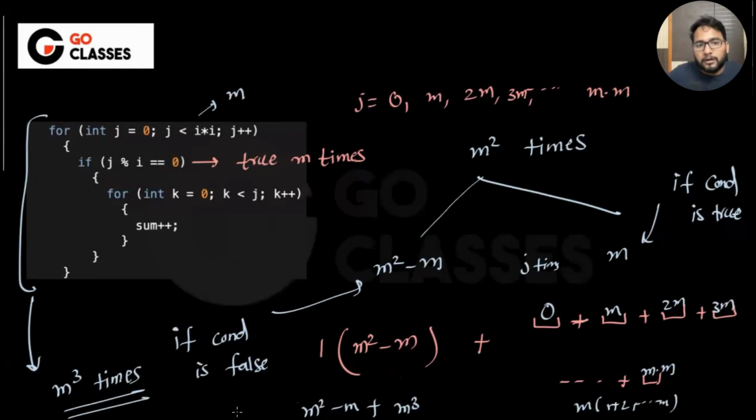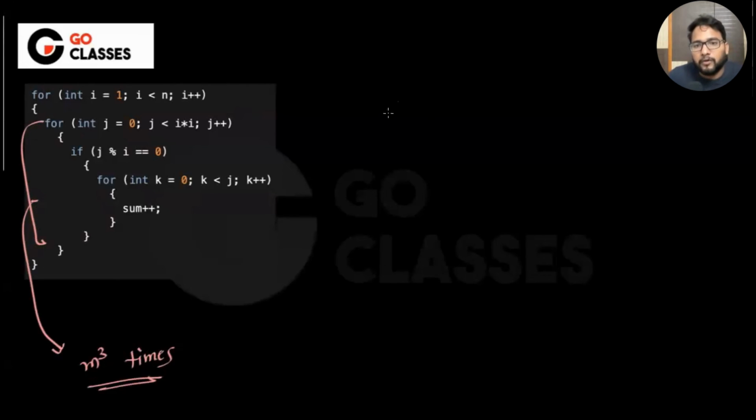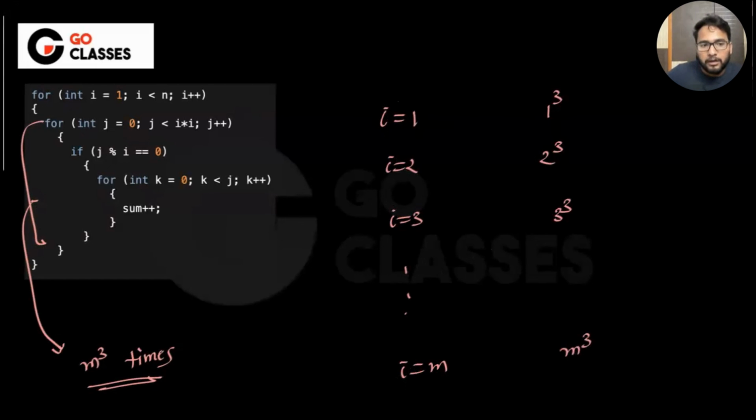Now since the i value is going from 1 to n, this loop is running m cube times. That is one thing. Now for i equal to 1, you are going to run 1 cube times. For i equal to 2, you are going to run 2 cube times. For i equal to 3, 3 cube times. Similarly, for i equal to m, you are going to run m cube times. Now you need to add all of this.